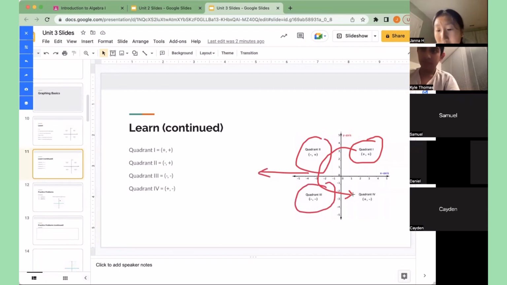Quadrant 3, both y and x are negative, because here you're moving down and also to the left, and on a number line that's negative. Okay, and lastly we have quadrant 4, and the x is positive and the y is negative, because for the y you have to move down to get here, and then for the x you have to move to the right.